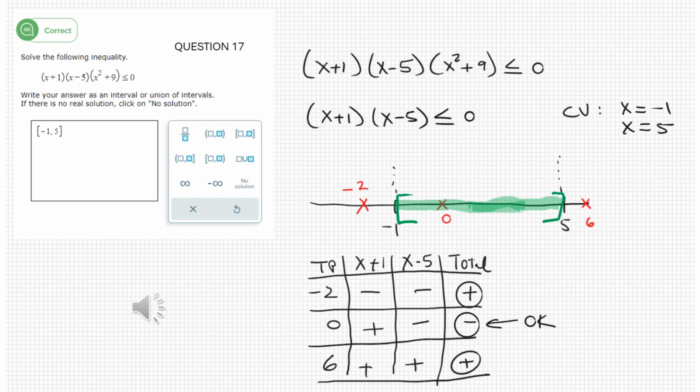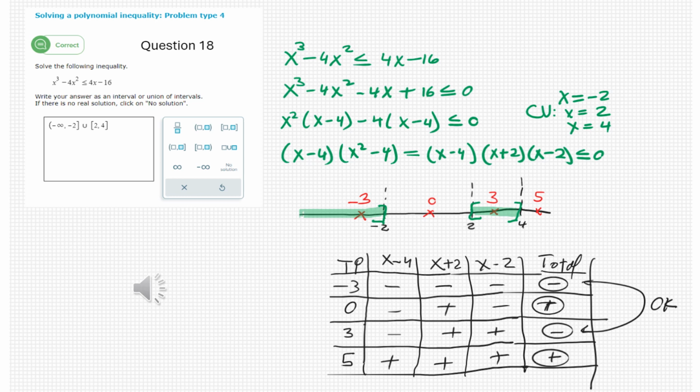Now you create a table, you evaluate one by one each factor, you determine the sign, and you see that the only testing point that passed the test is 0 because our inequality is less than 0. You highlight that, and of course you include -1 and 5 inside the solution because our inequality is not a strict inequality, it's a combination of inequality and equation. Therefore, the critical values belong to the solution.